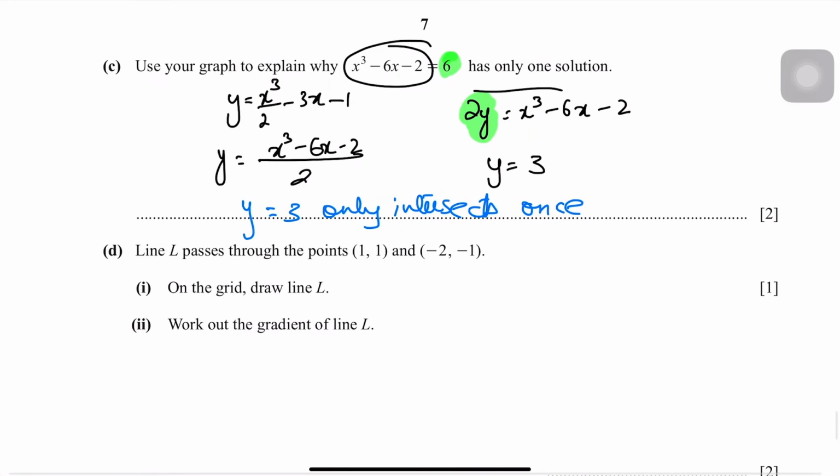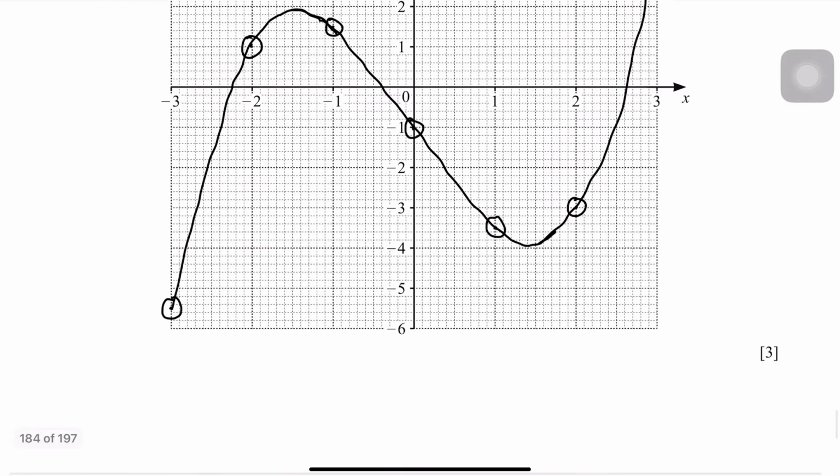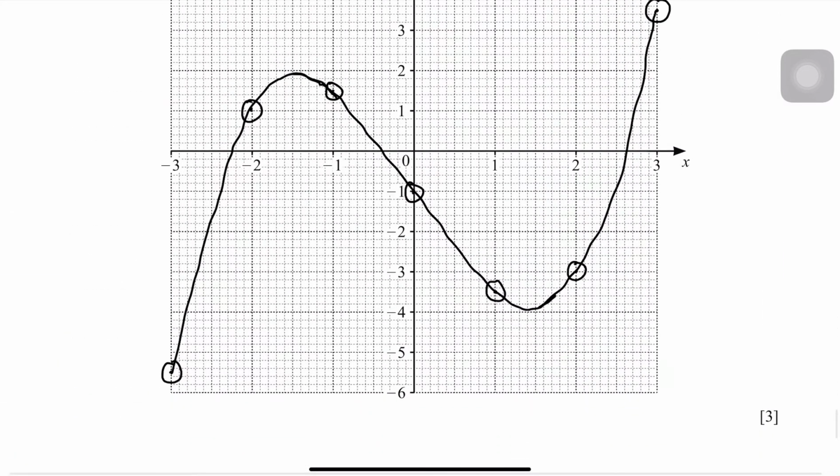It says line L passes through the points (1, 1) and (-2, -1) on the grid. Draw line L. (1, 1) and (-2, -1).